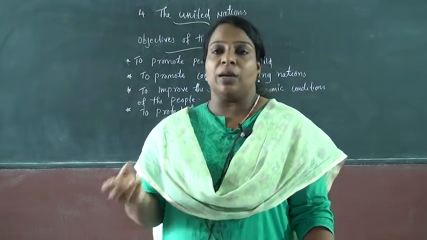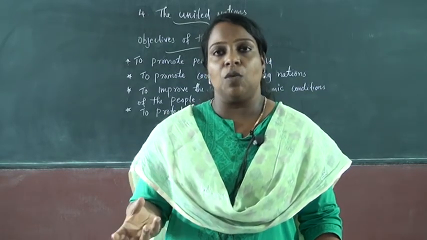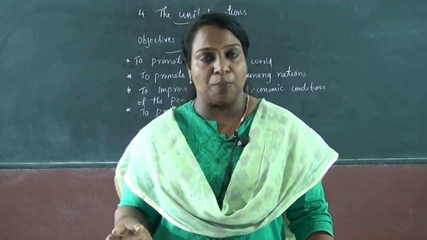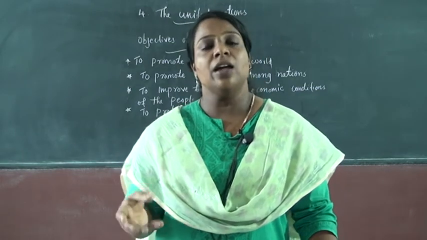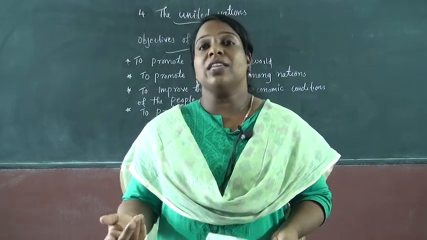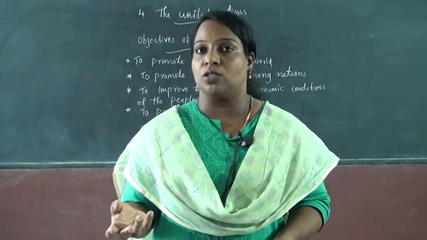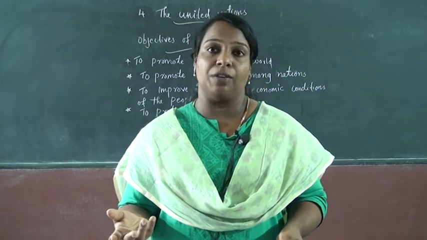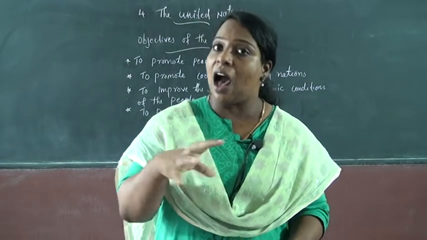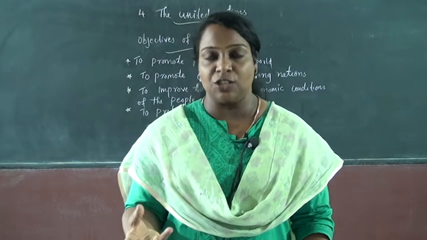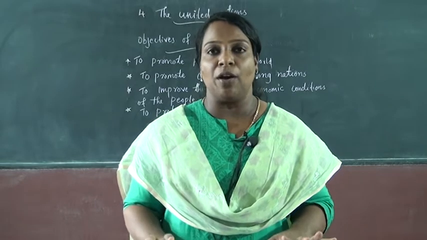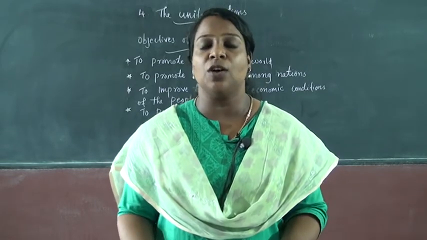So the important point is that during the Second World War, every country was facing problems. After that, representatives of 51 countries met at San Francisco on 24th October 1945 and signed a charter. After that, they formed an organization, that is the United Nations Organization. So these are the important points. And after that, what are the objectives of UNO?